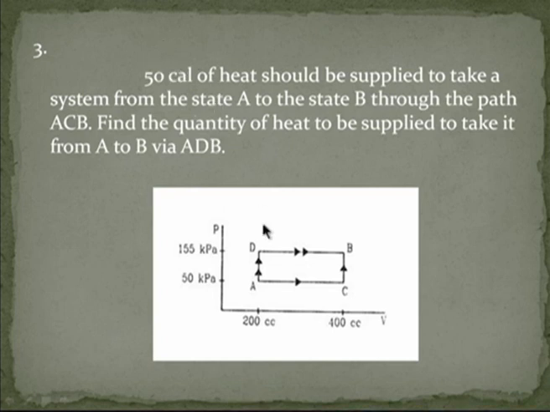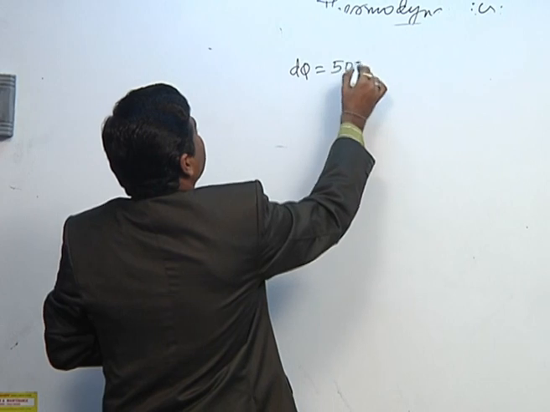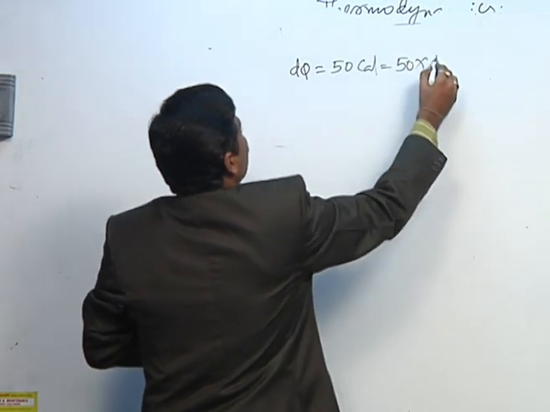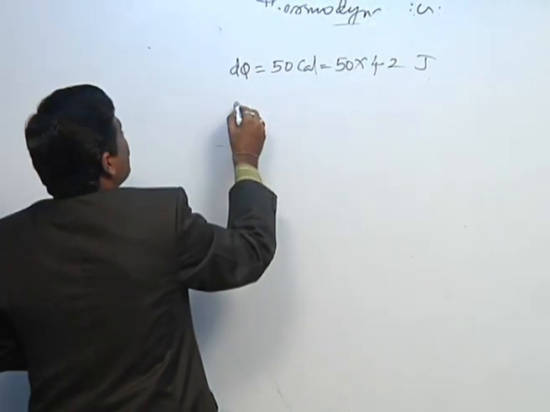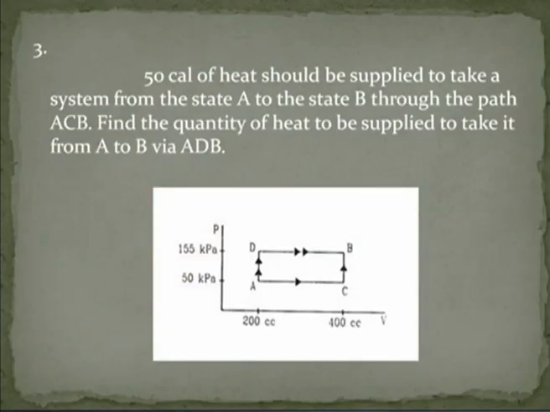Here initially heat is given for the process ACB. Next he is asking what heat is to be supplied to the system for the process ADB. So first, what you have to find out is the work done along the ACB process. He has already given dQ. So dQ is given, that is 50 calories. We can convert into joules with 4.2. Next, after that you have to find out the work done. In the last problem we discussed how to find the work done by the process ACB.